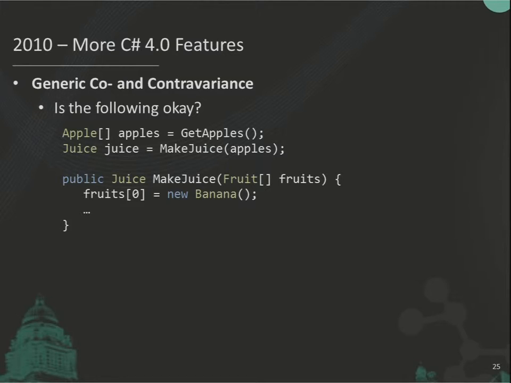Now, okay, that's a little unfortunate that we had to make the decision. However, we can do better now in C# 4.0. And the reason is as follows. The true problem that this piece of code is fundamentally unsafe is that an array is both readable and writable. If I couldn't write a banana into a fruit array to begin with, I wouldn't violate the type safety. So if it's a read-only collection, we can make it safe.